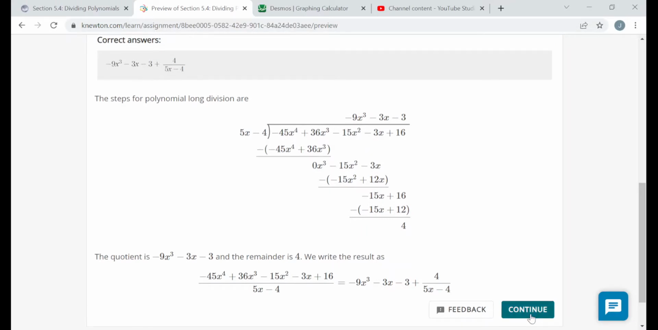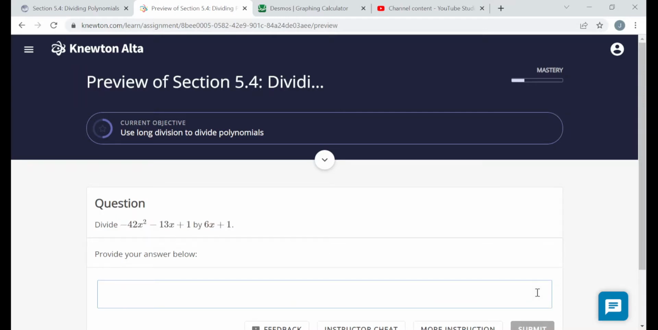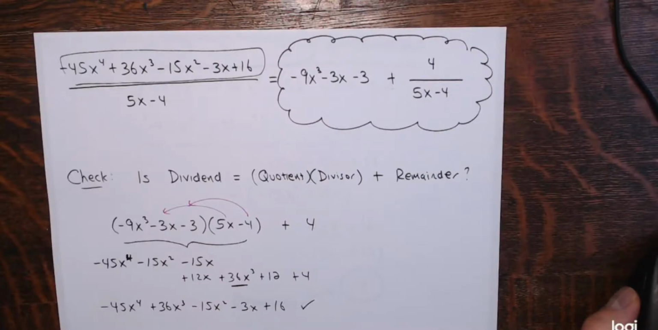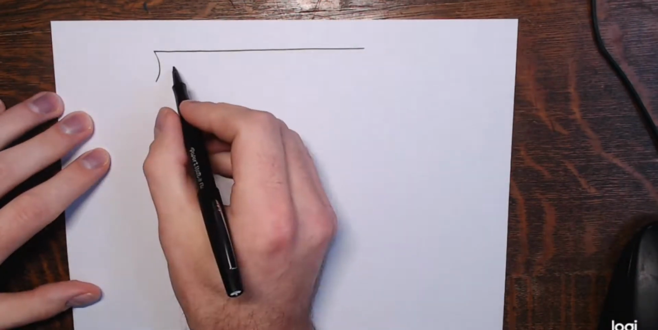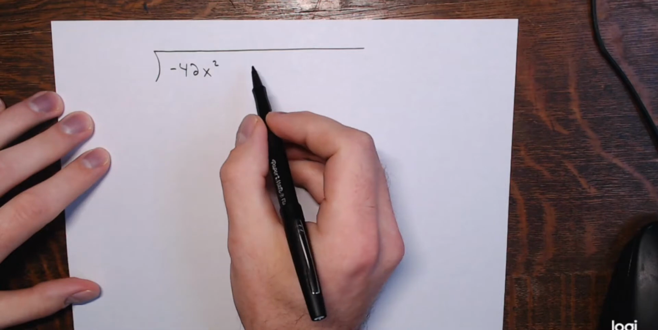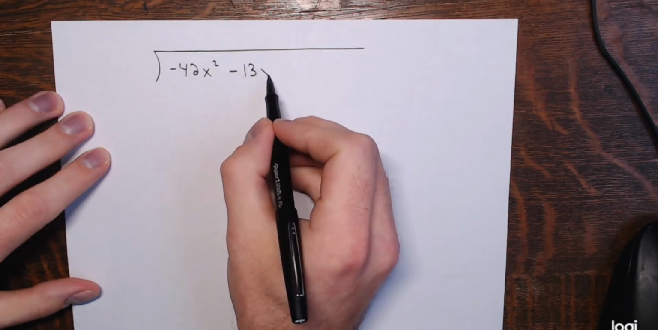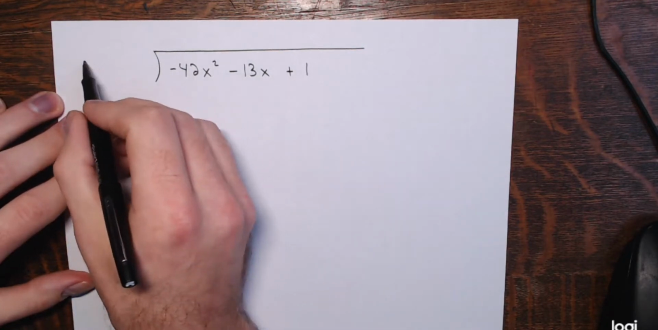All right. Next question is another one of these, another long division. This time I'm not going to do the checking. I'm just going to perform the long division. We're asked to divide. I'm going to make the long division symbol. The dividend is negative 42x squared minus 13x plus 1, and we're dividing by 6x plus 1.